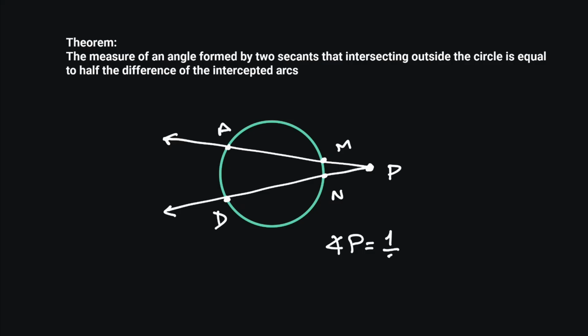So half is going to be half the measurement of arc AD minus, since it's a different, the measurement of arc MN. That is the general idea. Okay, so you just basically need to subtract the two.